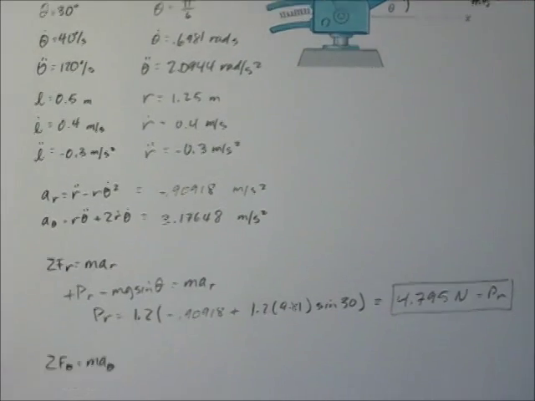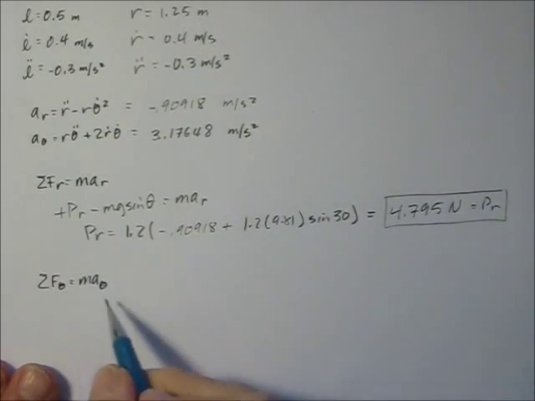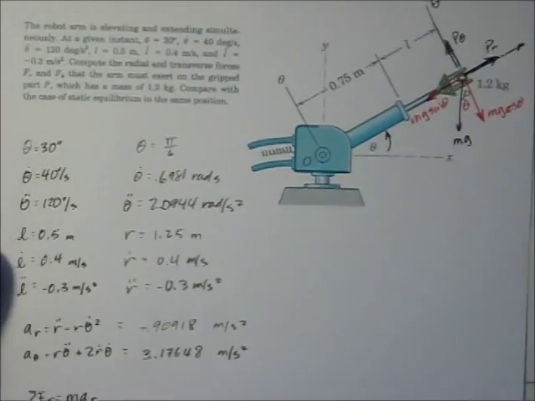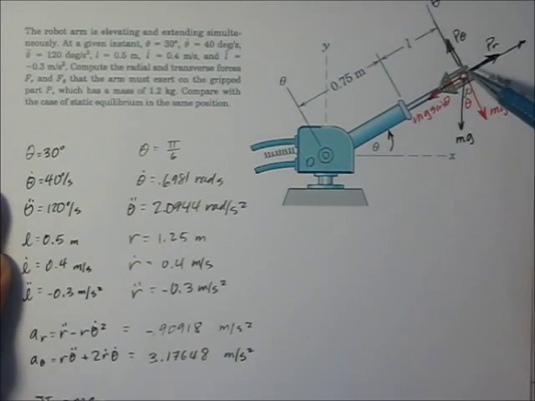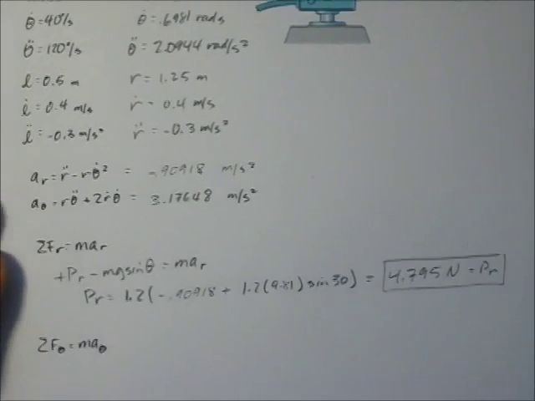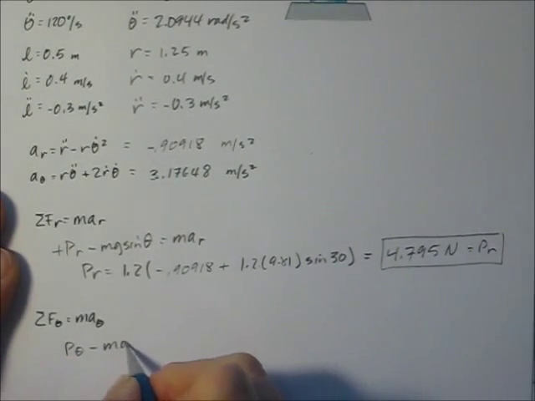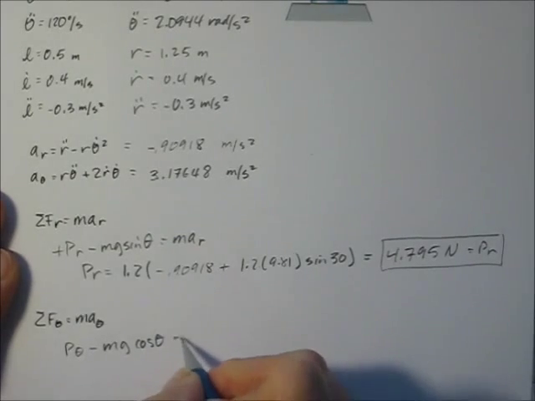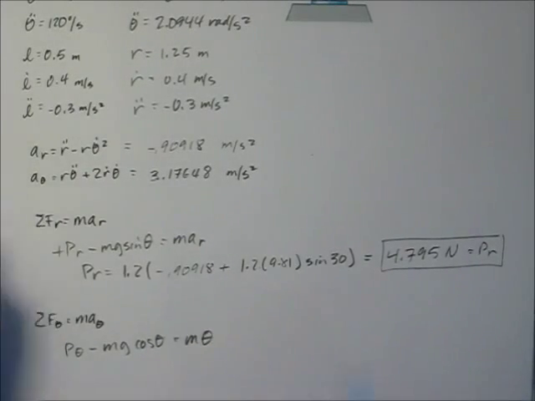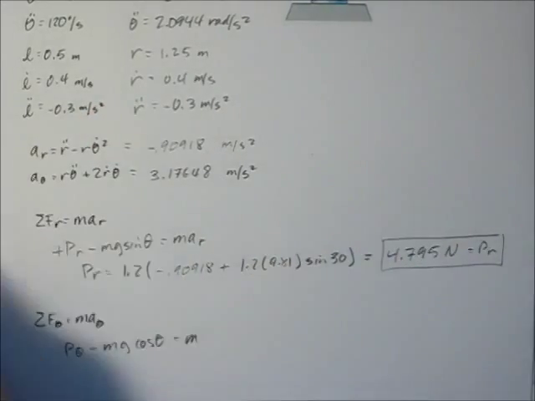Forces in the theta direction. We do the same thing. Sum of the forces in the theta direction is mass times acceleration in the theta direction. So let's look back carefully at the free body diagram. In the theta direction, we have a P in the theta direction. We have a component of mg in the negative direction. So I'll say that P theta minus mg cosine theta is equal to m a theta.